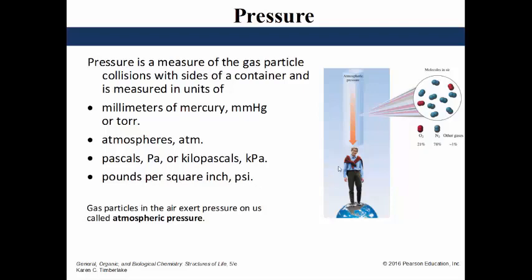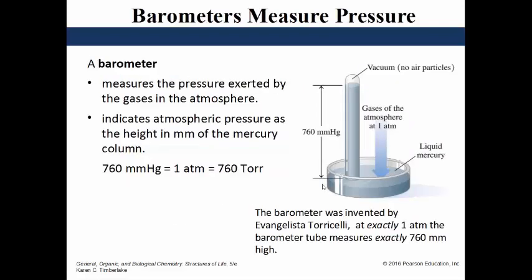For this picture here, the atmospheric pressure is the pressure of the atmosphere pushing down on the top of this person's head. A barometer is used to measure pressure. Anything that ends in the ending meter is a reference to being measured, or being measured by, and baro is a reference to pressure. So a barometer will measure the pressure exerted by the gases in the atmosphere, and it's indicated by the height in millimeters of the liquid mercury.